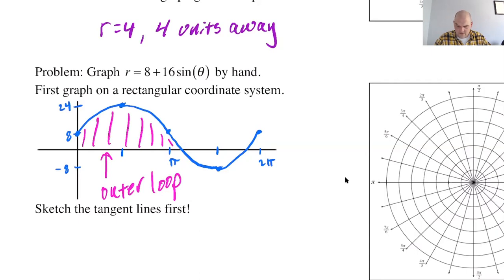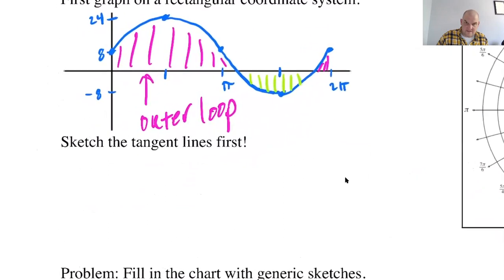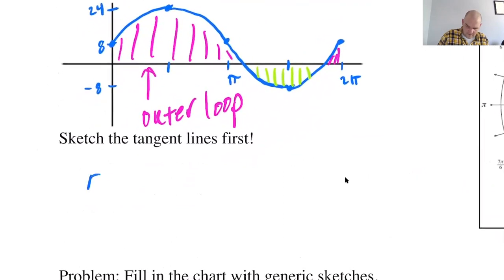And then, oh, there's a little bit more of the outer loop actually, right? It's right there. And then the inner loop is going to be between these zeros. So here, this will be the inner loop. So what we're going to do is start out and do almost all of the outer loop, then do the inner loop, then finish the outer loop. So we do need to know, however, when r is equal to 0. So I'm going to do that down here. So if r equals 0, then that means that sine is equal to -1/2.